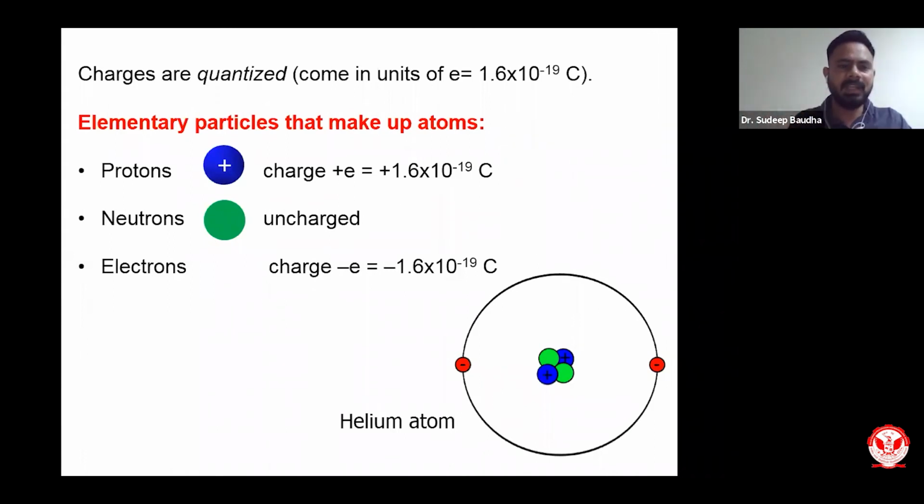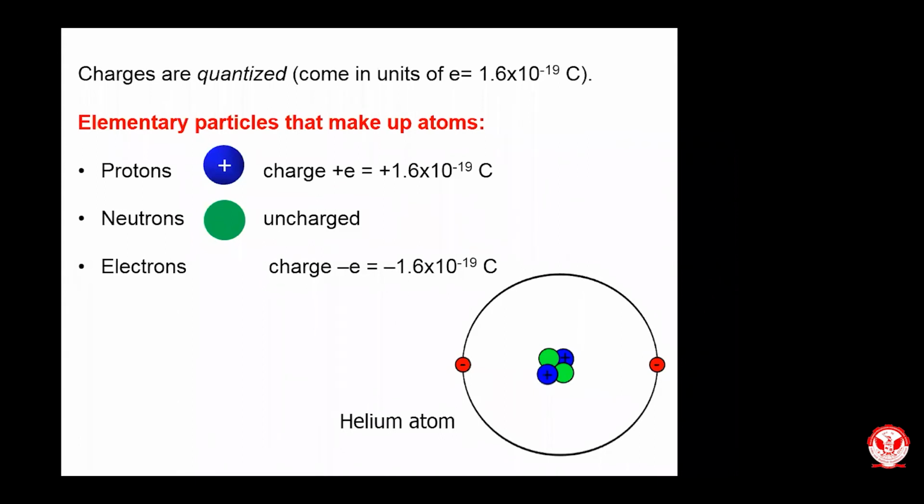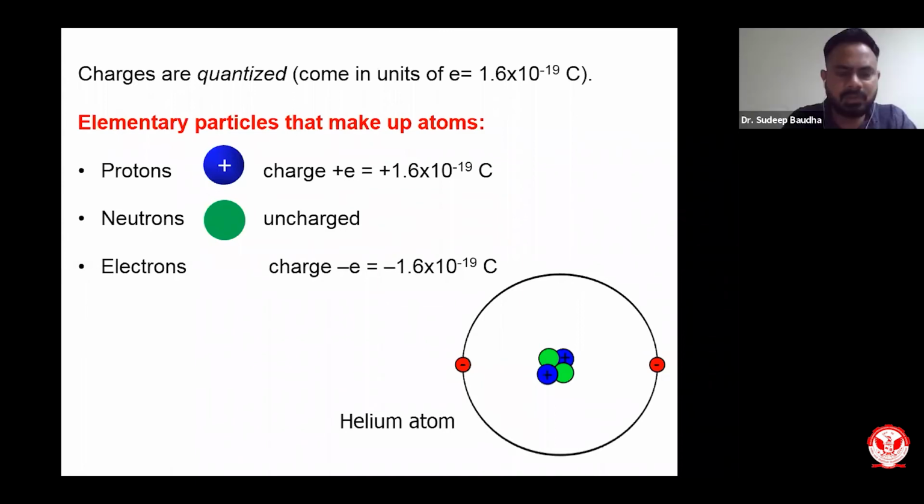There are three elementary particles that you already know from your classical physics: protons, neutrons, and electrons. We generally indicate protons as positive charge. The positive charge of a proton is 1.6 times 10 to the power minus 19 coulombs, and that of an electron is minus 1.6 times 10 to the power minus 19. And we have neutrons. These are uncharged in nature, so we don't have any particular charge in them.